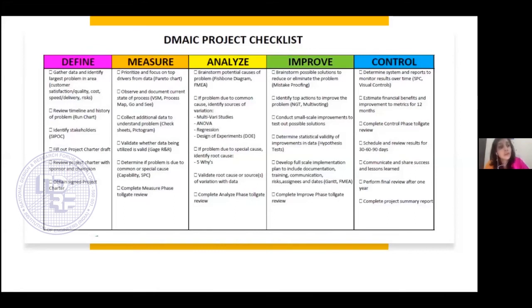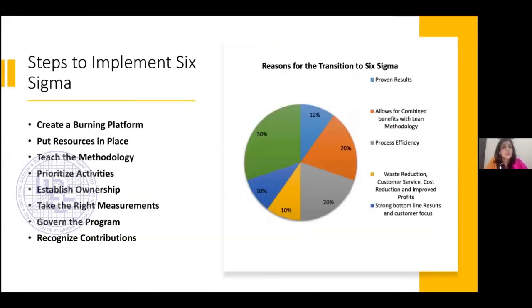Okay, so next would be the steps to implement Six Sigma. I have given you some simple steps here. It starts with that burning desire to bring about some improvements, right? And that should not be just one individual in the organization. It has to be a collective understanding with a lot of buy-in from the management, because Six Sigma projects do involve some cost, right?